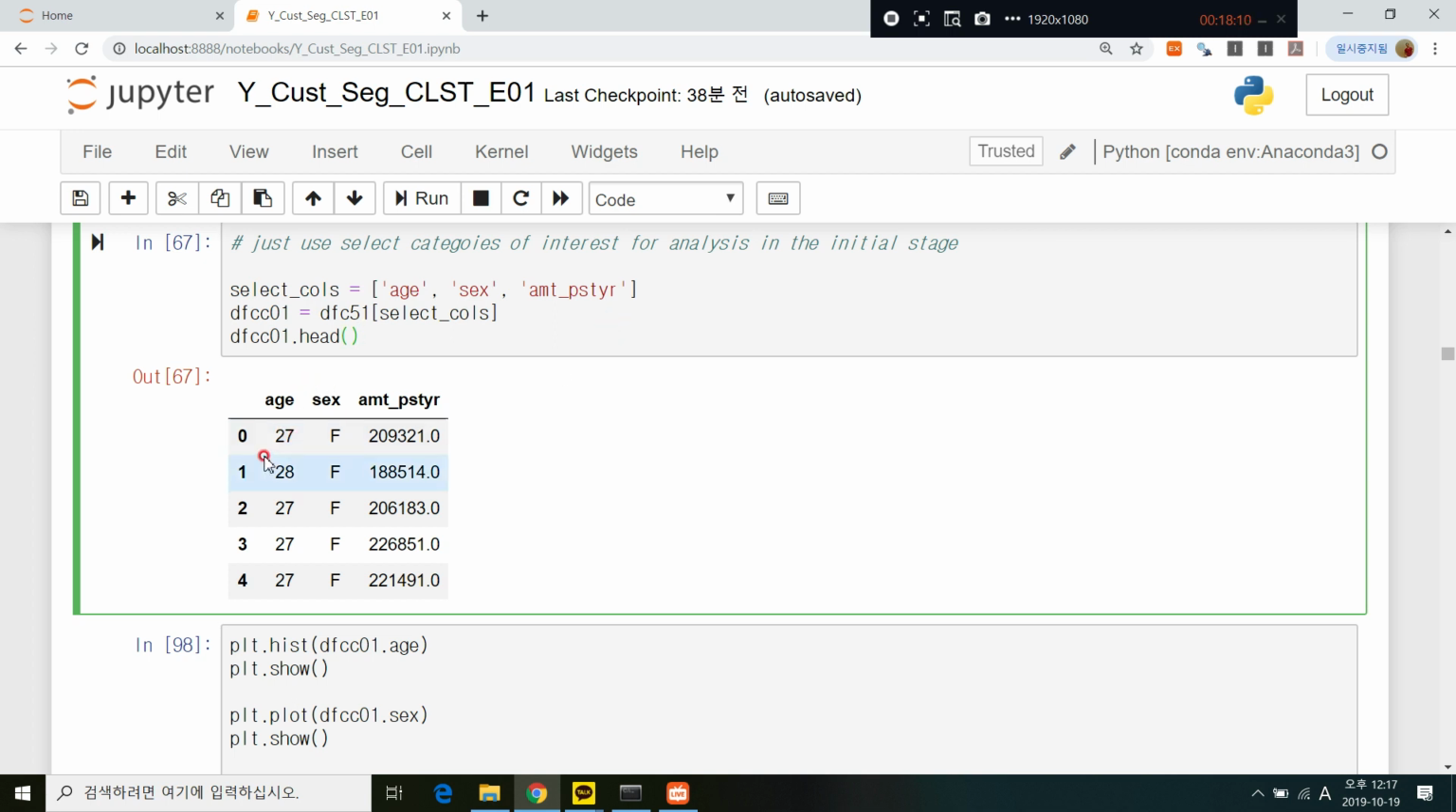Here, age 27, that customer is female and spends 20-something. Okay. This is the amount. Actually, it is in Korean won in terms of currency, so maybe it can be a little bit confusing, but don't think about it too much.